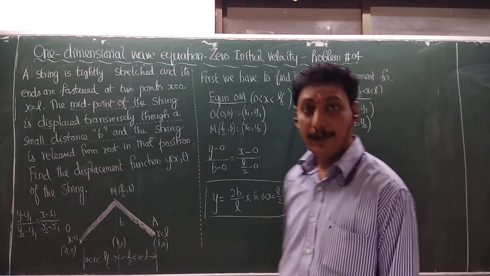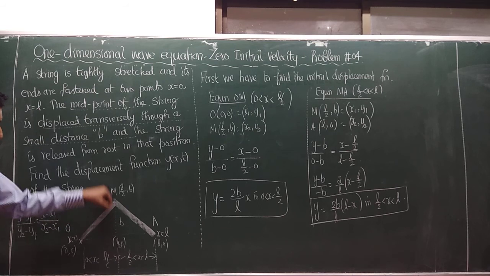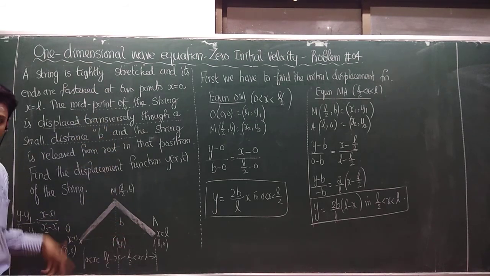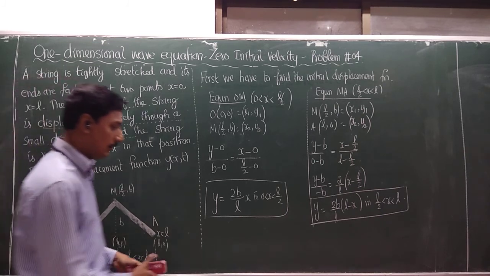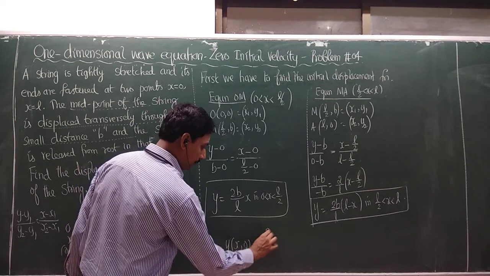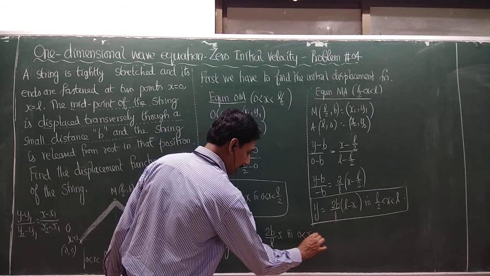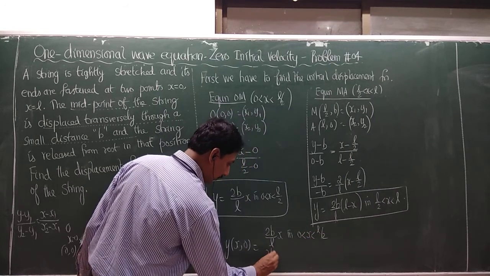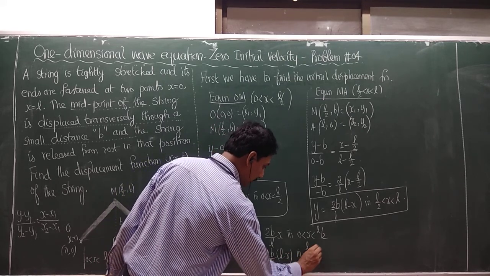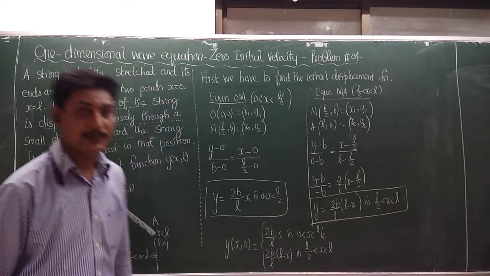So this is the way to get the initial displacement function once the midpoint of the string is taken to the height of b, then released from that position. So now what is the initial displacement function? y of x comma 0 is equal to 2b by L into x in 0 less than x less than L by 2, and 2b by L into (L minus x) in L by 2 less than x less than L. So this is now the initial displacement function.